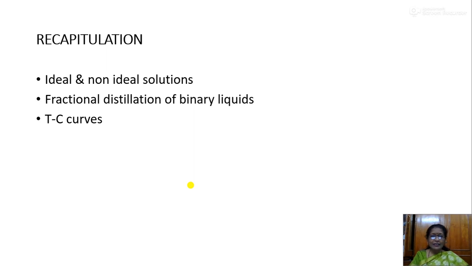And we have learned the TC curve, that is the boiling point composition curve. We have shown three curves. One is the ideal curve, another is the positive deviation from the ideality, and the third is the negative deviation from the ideality, that is maxima and minima. That is what we have discussed till now.